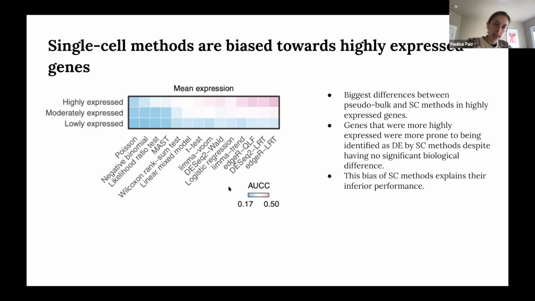And these are the pseudobulk methods. And here's the one that I mentioned in the beginning, which you could think of as a representative single cell method. So they also found that genes that were more highly expressed were more prone to being identified as differentially expressed by single cell methods, despite having no biological difference, and that this bias of single cell methods would explain their inferior performance overall.